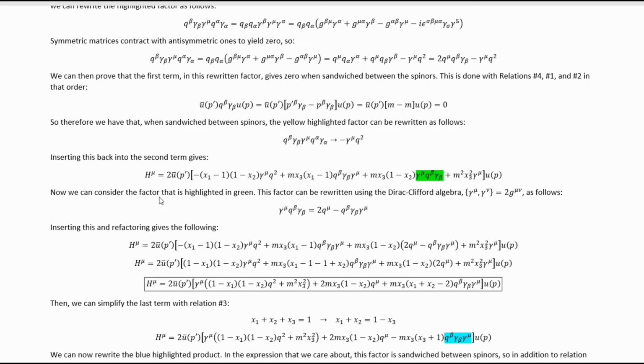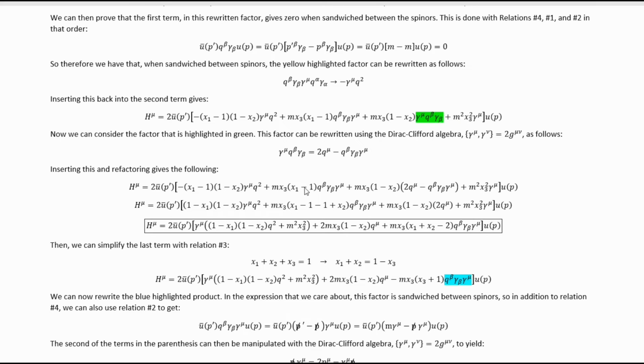Now we can consider the factor that is highlighted in green. This factor can be rewritten using the Dirac-Clifford algebra written here in this manner. We can consider this product of gamma matrices to be the first term in an anti-commutator, and then we can subtract the second term to the other side with the metric tensor on it, the other side of this Clifford algebra, and that'll give us an equality for this product of gamma matrices that we can substitute in for it. If we insert this in and then refactor, we ultimately get to here.